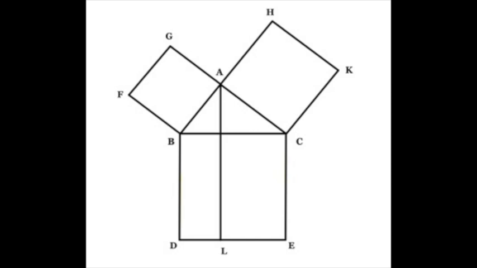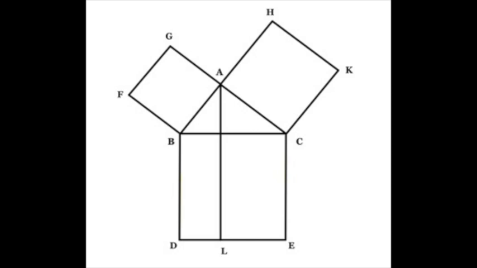Now, here is Euclid's proof of the Theorem of Pythagoras. We start with a right triangle ABC with right angle at vertex A. The segment AB is the short leg and the segment AC is the long leg. The segment BC opposite the right angle is the hypotenuse. Construct squares on all 3 sides.